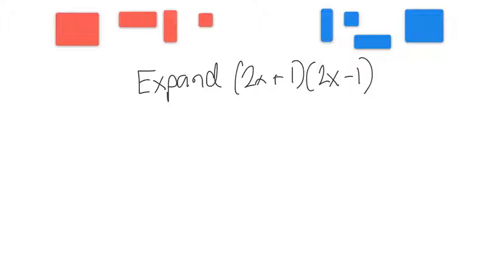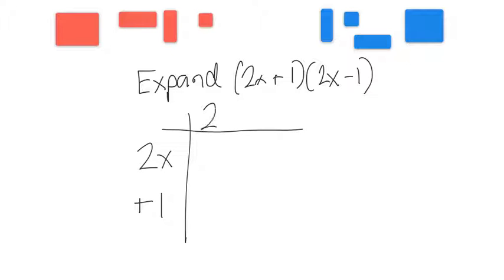Okay, let's do another example. I'm going to, in this case, expand these two terms. So you can see that things are getting a little bit more interesting. I have 2x plus 1, 2x minus 1. Set up my chart like this.